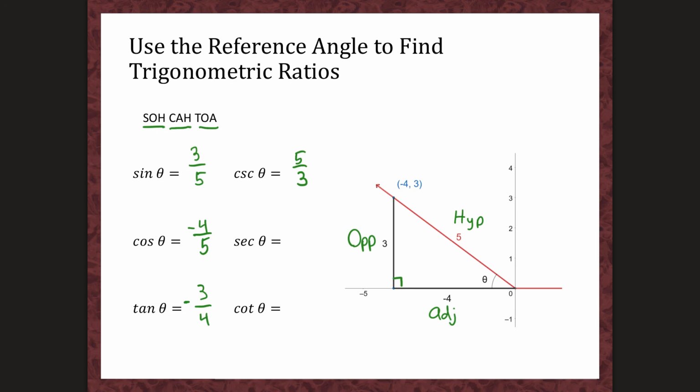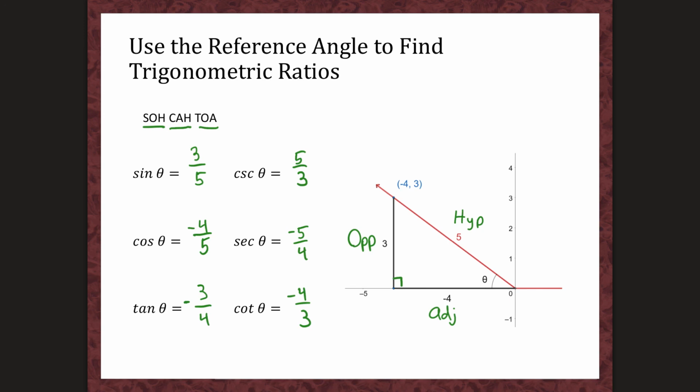The secant is the reciprocal of cosine, so the reciprocal of -4 over 5, I'm going to write as -5 over 4. Remember that negative could be in the top, it could be in the bottom. Doesn't really matter. I don't like to leave it in the bottom. It gets confusing. And the tangent being -3/4, the cotangent will be, instead of opposite over adjacent, adjacent over opposite, or -4 over 3.